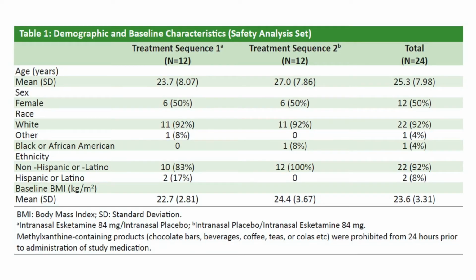Here's a summary table of the study participants, and we can see here the demographic characteristics across treatment sequence 1 and 2. What we can see is that the mean age of participants was very similar across the two groups, that there was an equal proportion of males and females within the groups, that the majority of people in the study were white, and also at baseline, mean BMI was within the healthy weight range, so it was within that 20 to 25 range.